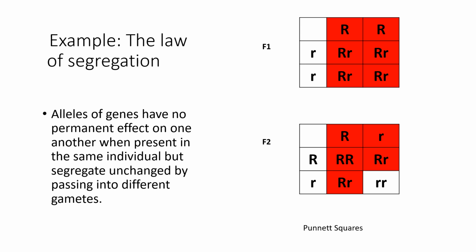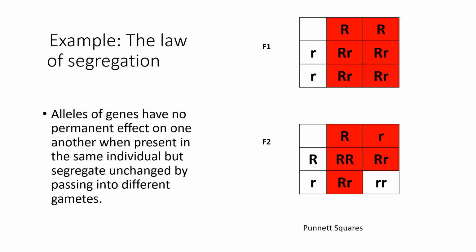Example of the law of segregation. This tells us that genes have no permanent effect on one another when present in the same individual. In the example, a plant homozygous for red flowers is mated with a plant homozygous for white flowers. The red gene is dominant and the white gene is recessive.